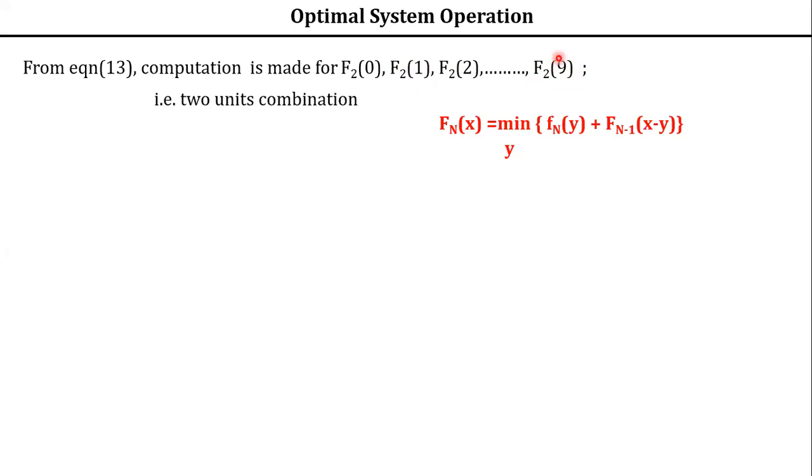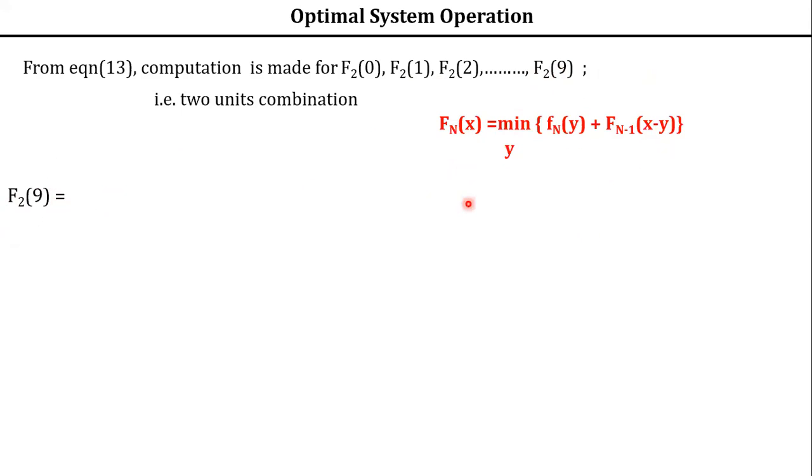So first let us calculate F_2(9). On the same lines we evaluate the others. Why am I taking F_2(9)? Because in the example the total load is 9 megawatt. So we will take F_2(9) using this recursive relation and see how to get it. Here x is 9 and n is 2.